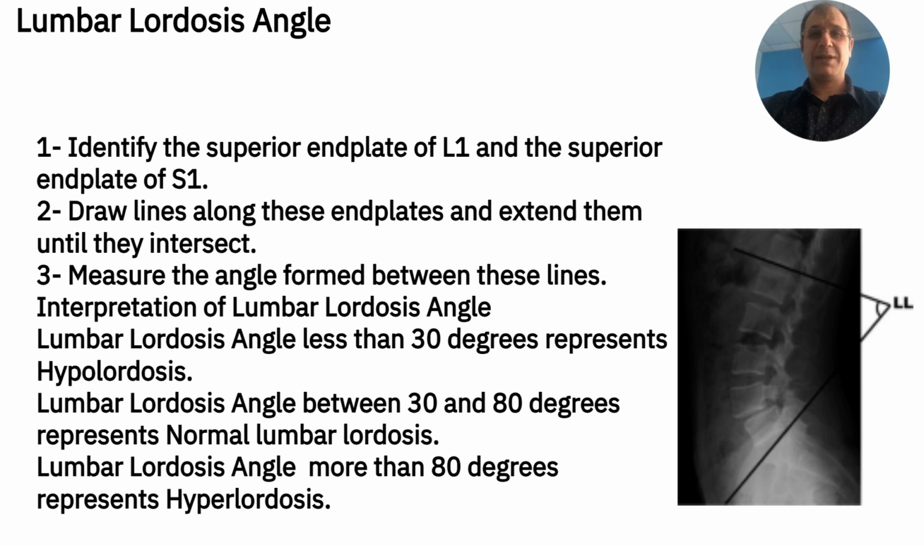Identify the superior end plate of L1 and the superior end plate of S1. 2. Draw lines along these end plates and extend them until they intersect. 3. Measure the angle formed between these lines. Interpretation of lumbar lordosis angle. Lumbar lordosis angle less than 30 degrees represents hypolordosis. Lumbar lordosis angle between 30 and 80 degrees represents normal lumbar lordosis. Lumbar lordosis angle more than 80 degrees represents hyperlordosis.